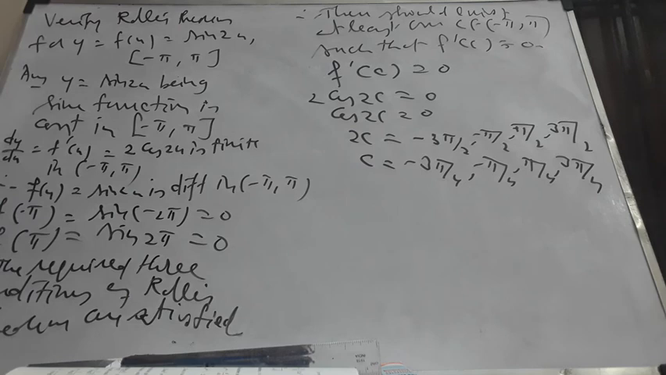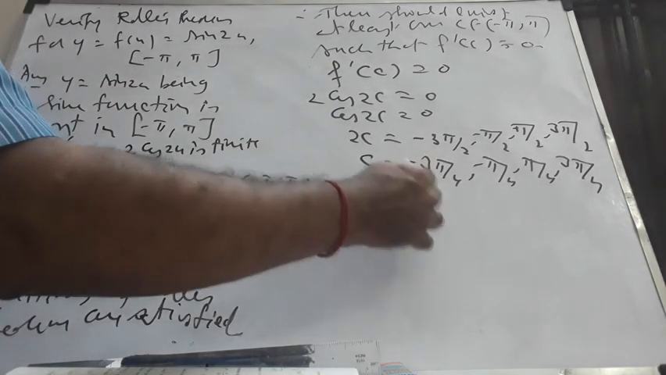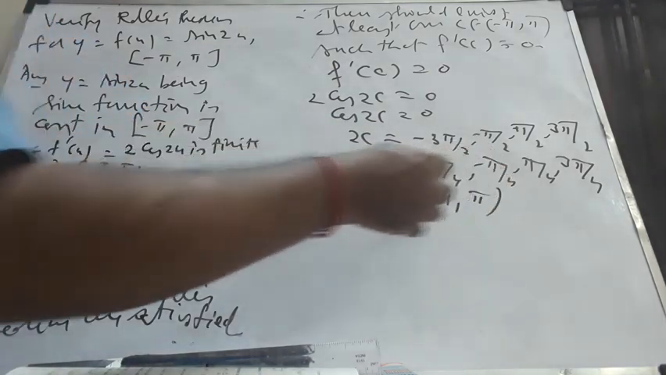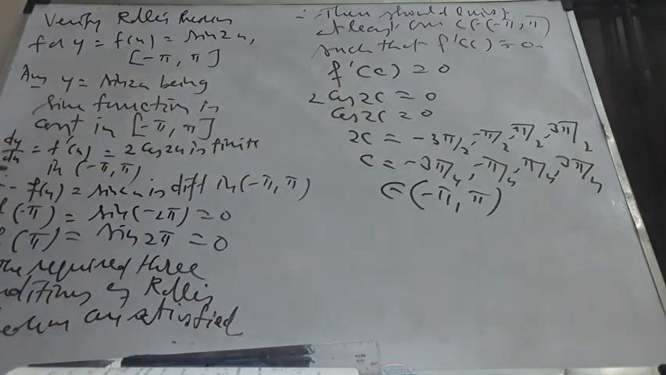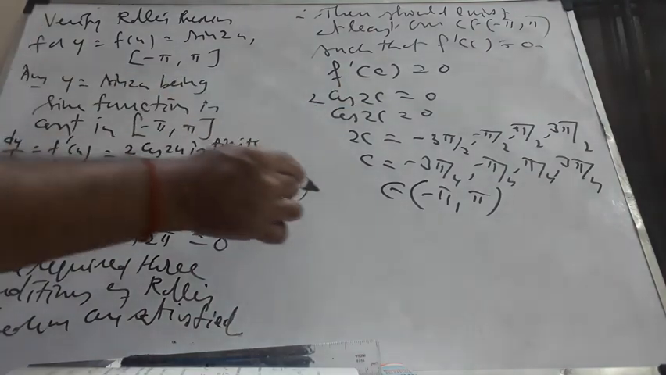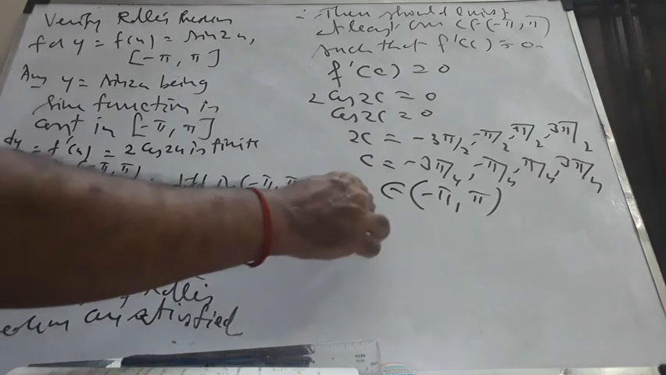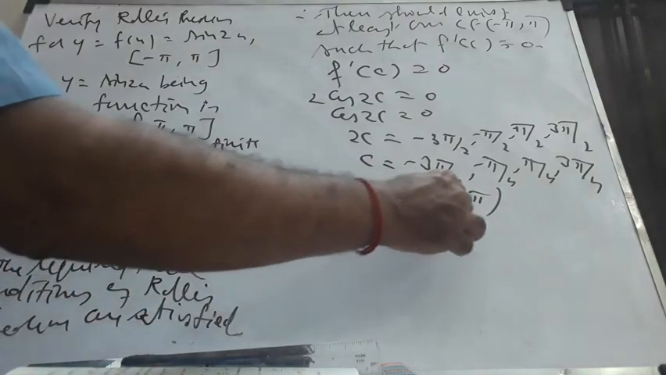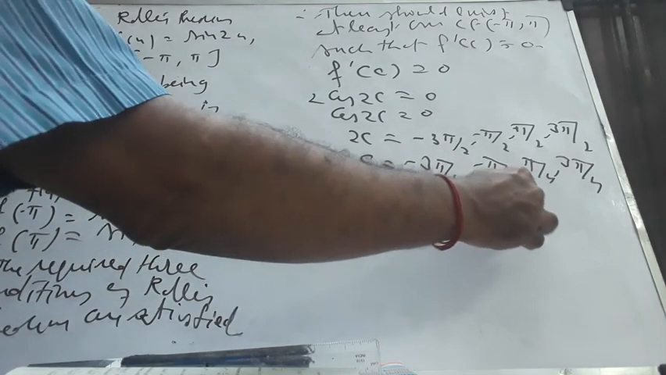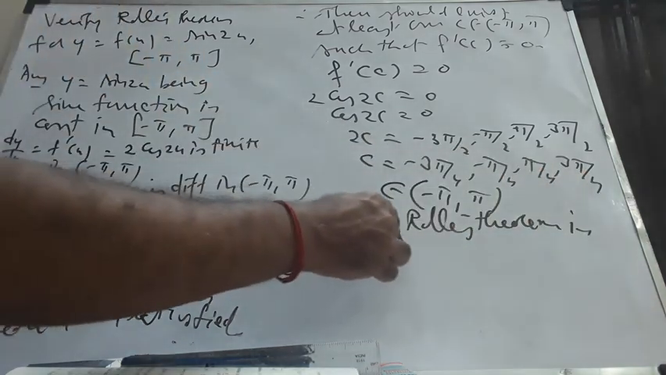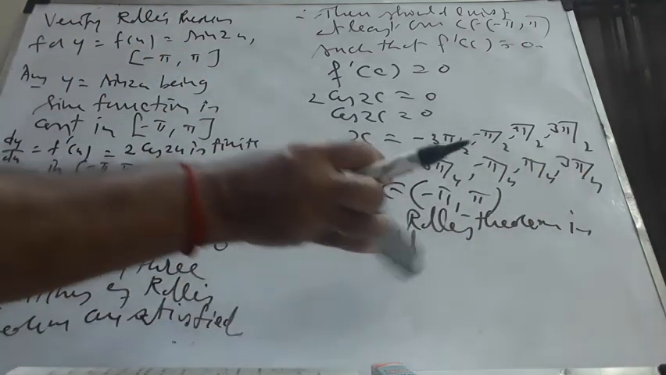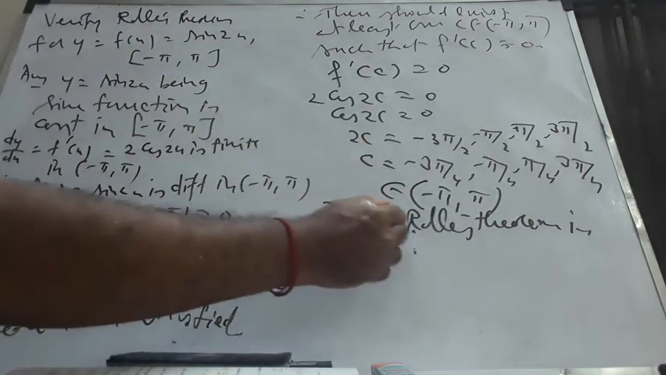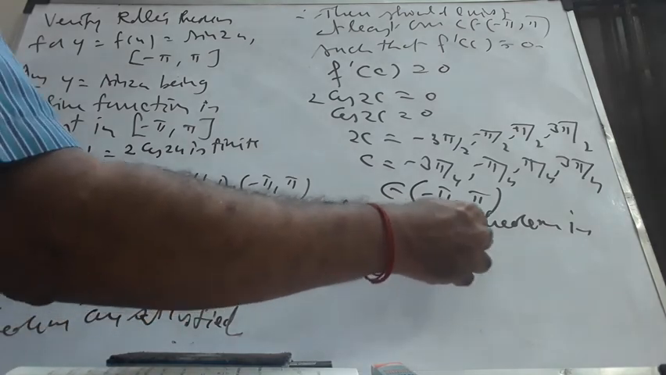But pi by 4 is 45 degrees. 5 pi by 4 is beyond 180 degrees. Therefore, these are all the values in the open interval minus pi, pi. Here I am able to get more than 1 point. I am able to get 4 different points. Thus, Rolle's theorem is verified.